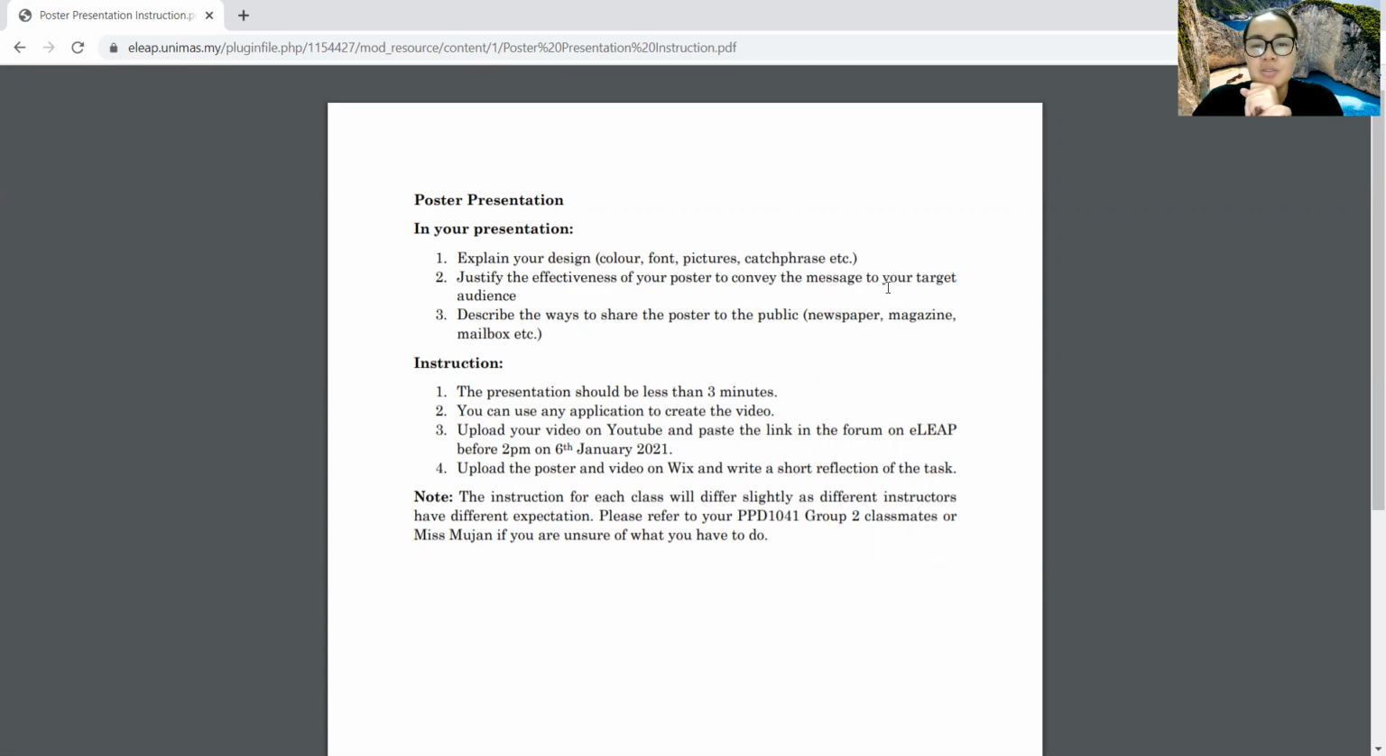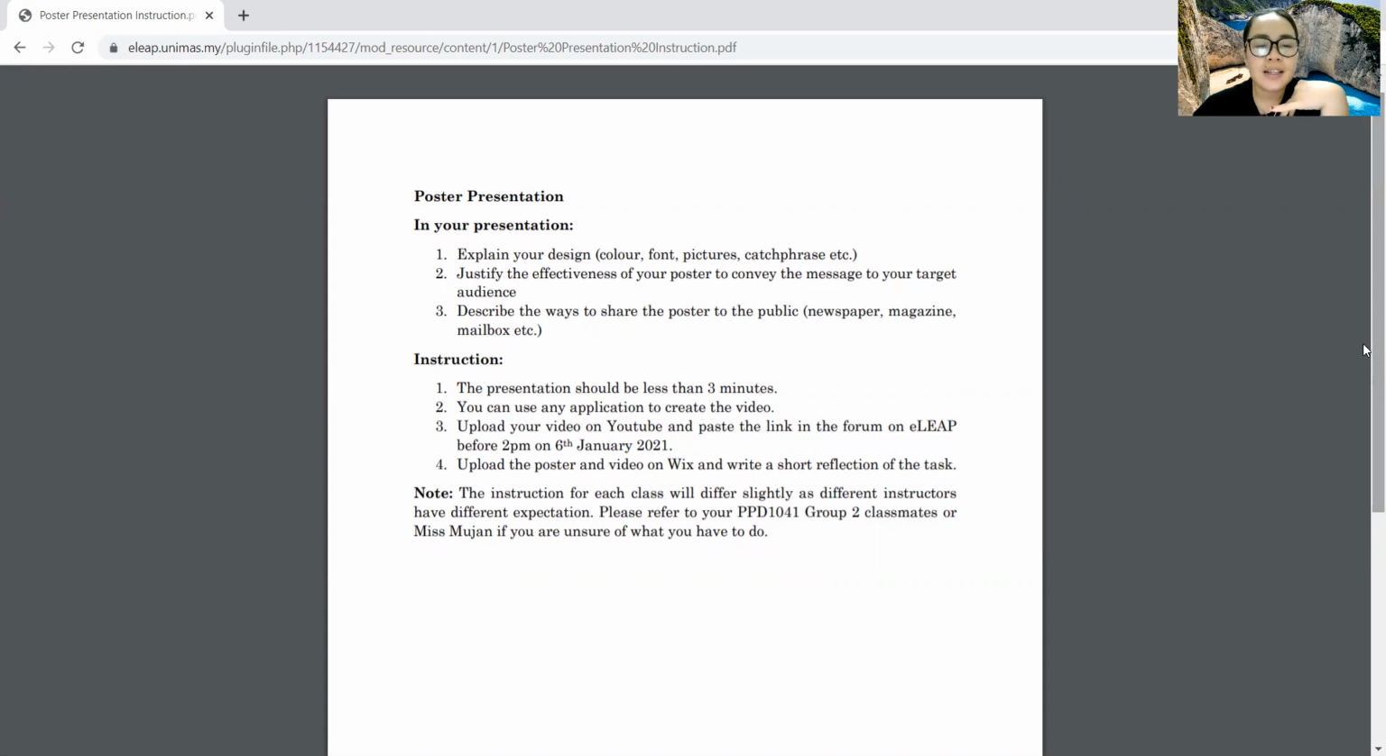And then describe the ways to share the poster to the public, whether you want to publish it in a newspaper or magazine, or mailbox, which means you send from house to house, put in the mailbox, or social media. How are you going to share this poster to the public? Are you going to paste it on the roadsides? Tell why you think that is the most effective way to reach your target audience. The most important thing is reaching out to the target audience.